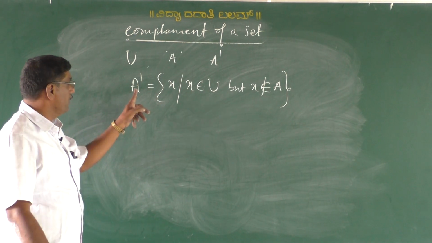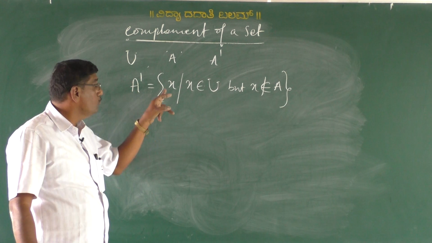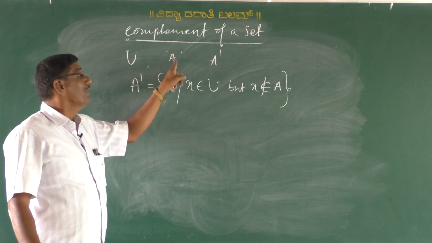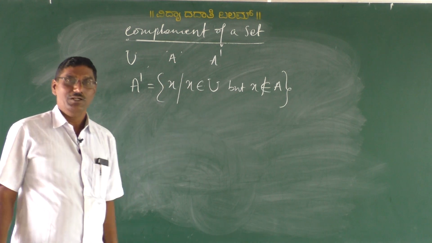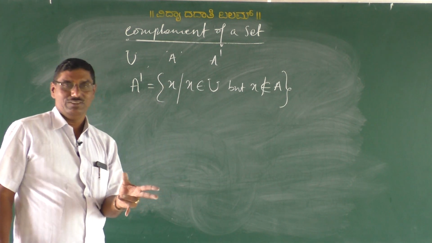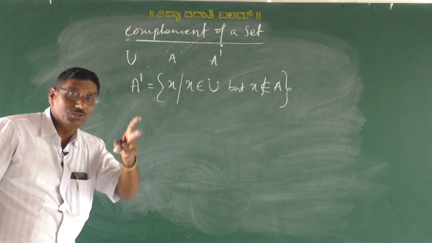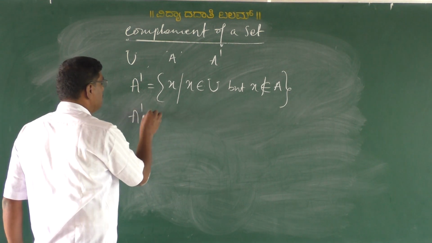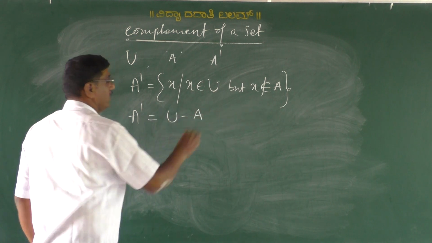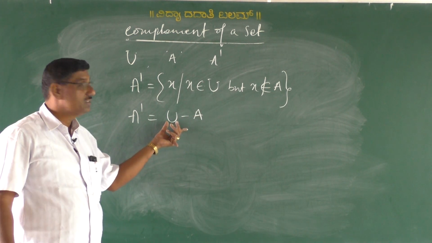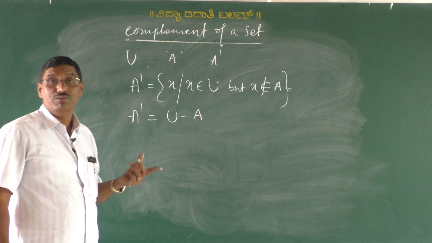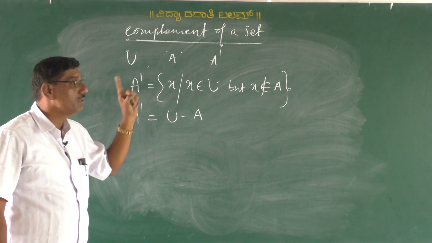That means A dash is the elements that are in U, but not in A. This can be expressed in another way by using the difference of two sets, that is, A dash is equal to U minus A. This also gives the same meaning, isn't it? Already we discussed the difference of two sets.